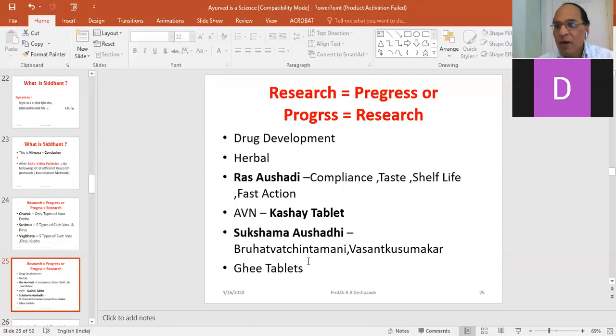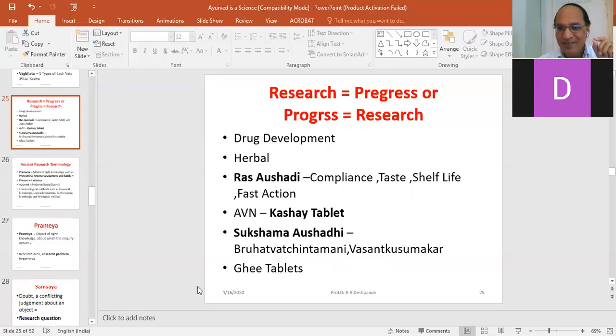For example, Bhutvat Chintamani in a homeopathic style, Vasanta Kusumakar, and then they are very useful because they are very economical, because all these drugs are very, very costly. So if they are prepared by the homeopathic method, they can very easily be used and are cheaper also. So the cost effect is very nice. Okay, relation in between cost and effect.